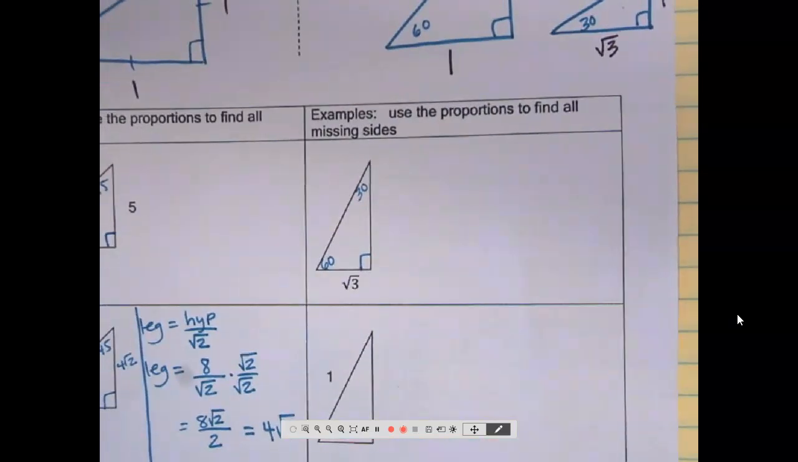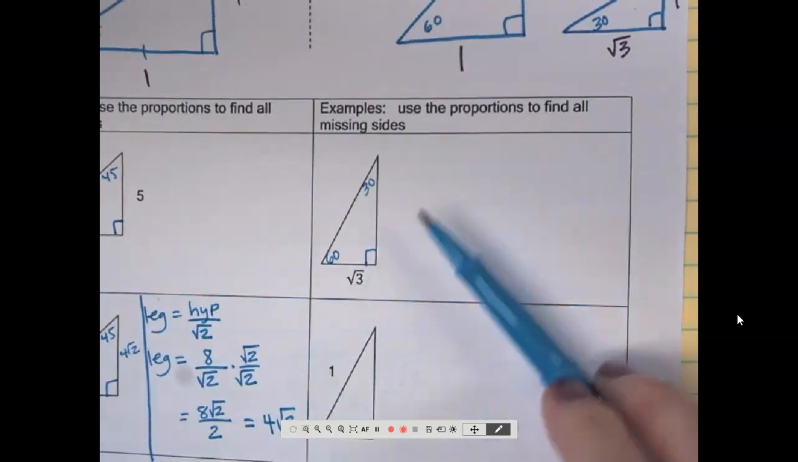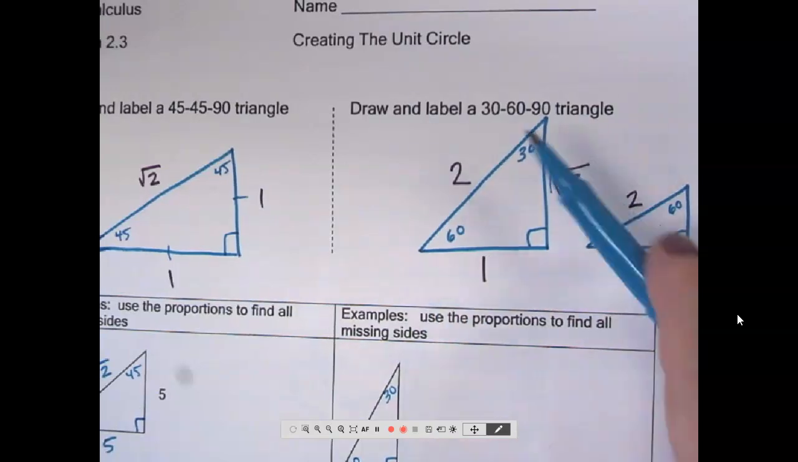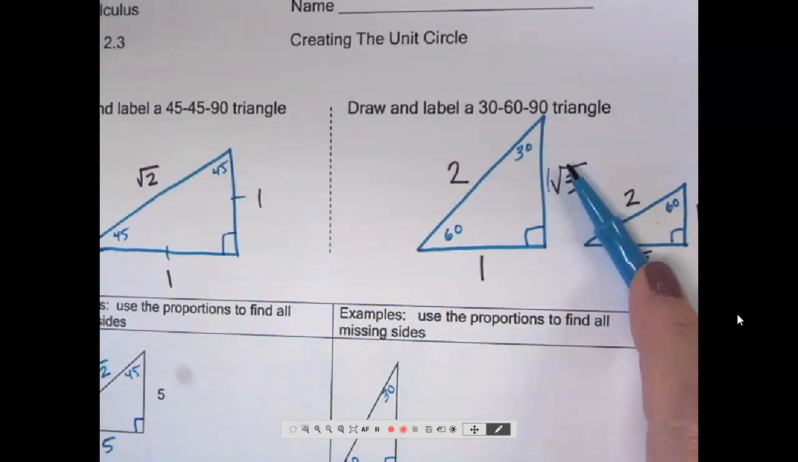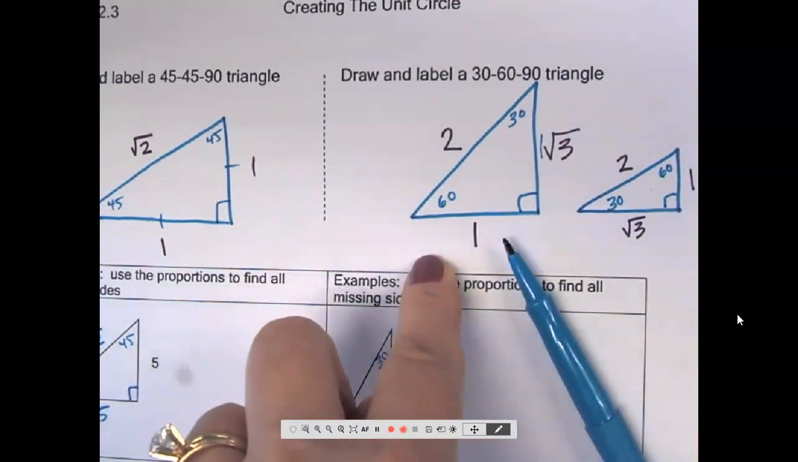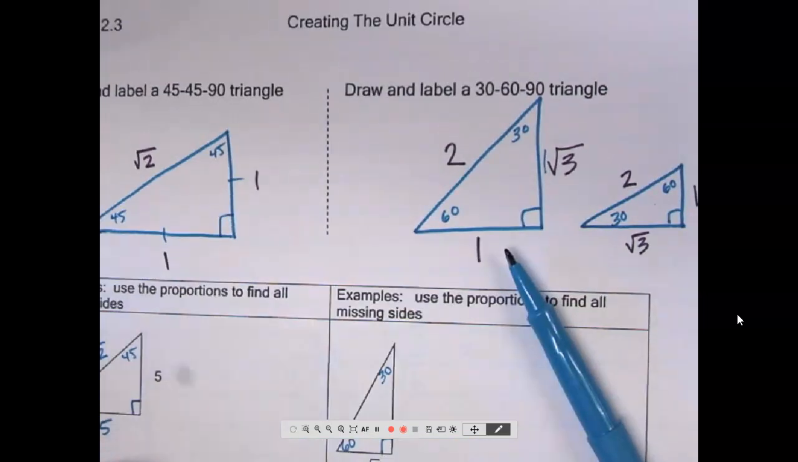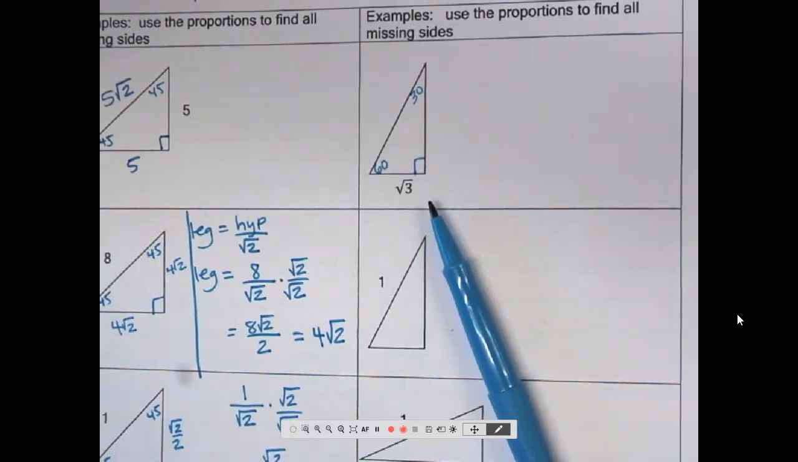Okay, so I am giving you the short side, which is square root of 3, yes? This is not those same measurements. Now, opposite 30 is square root of 3. We're going to find the other two. So it's a sort of blown up triangle. It's bigger than that one. All right, so I'm saying in this triangle, opposite 30 is square root of 3. So that's the short side of this triangle. How do I find the hypotenuse?